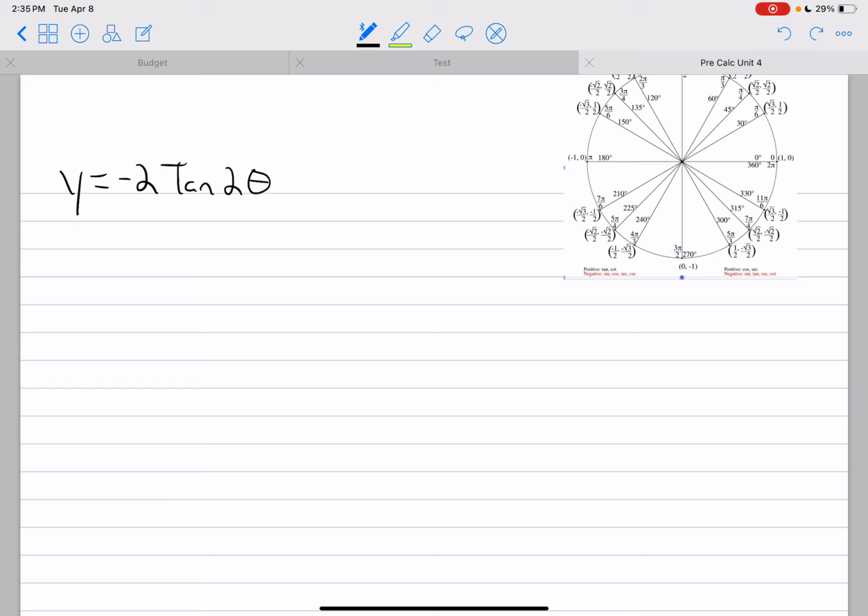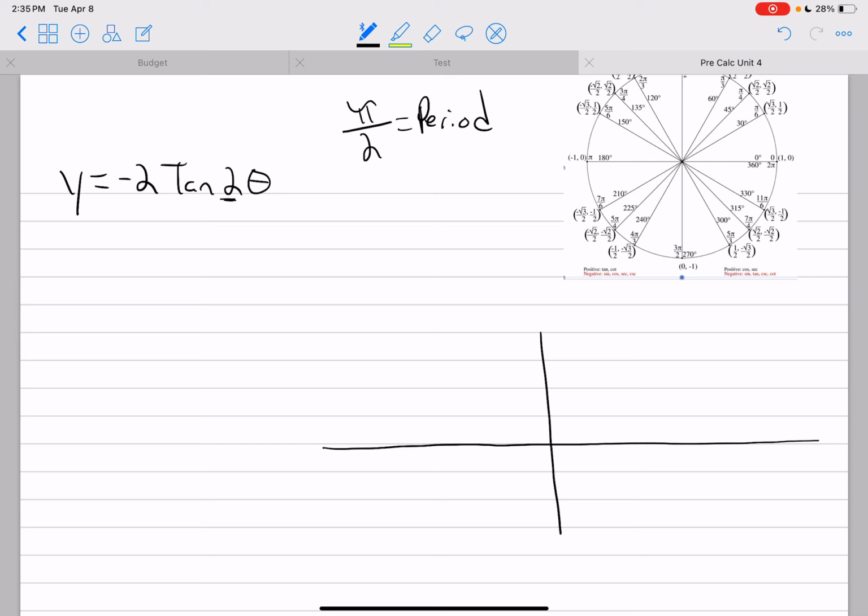So let's start to think. All right, well, what do I have to do first? I have to find the period. So the normal period would be pi, and I need to divide it by the frequency, which is 2. So the period for this tangent graph is pi over 2. So now, since I know the period, I can start doing some work. Okay. The period is pi over 2.